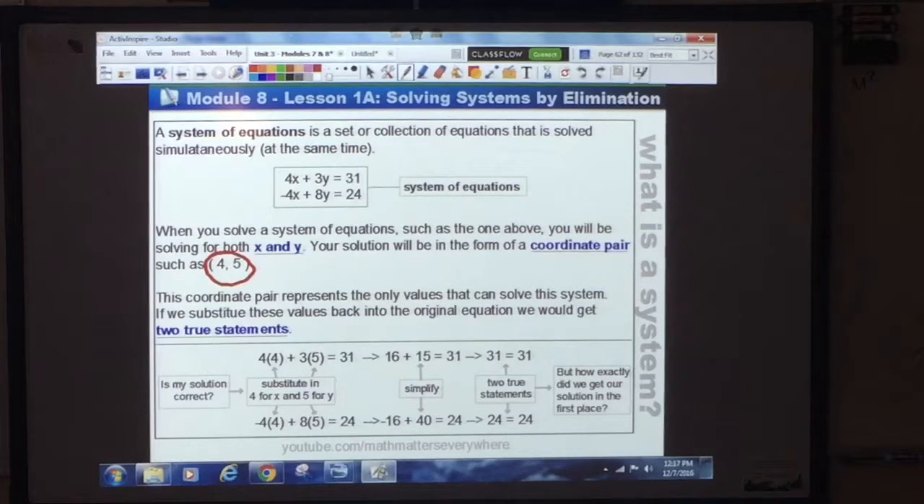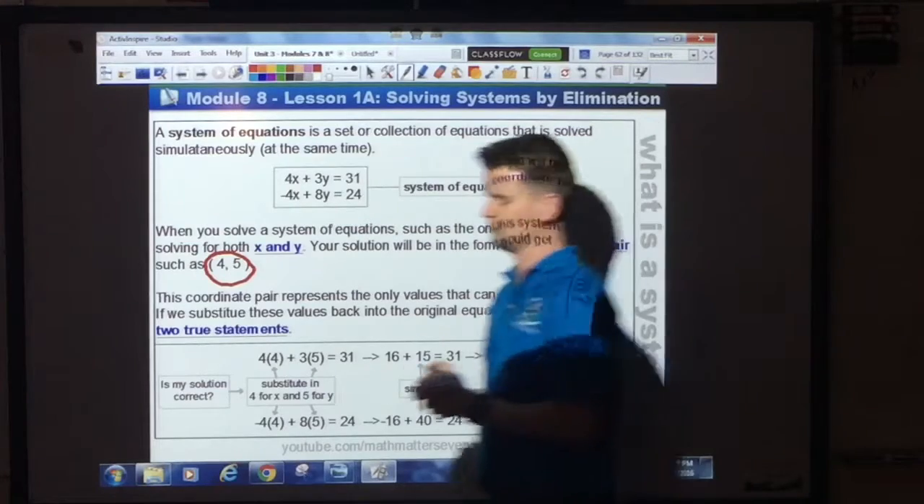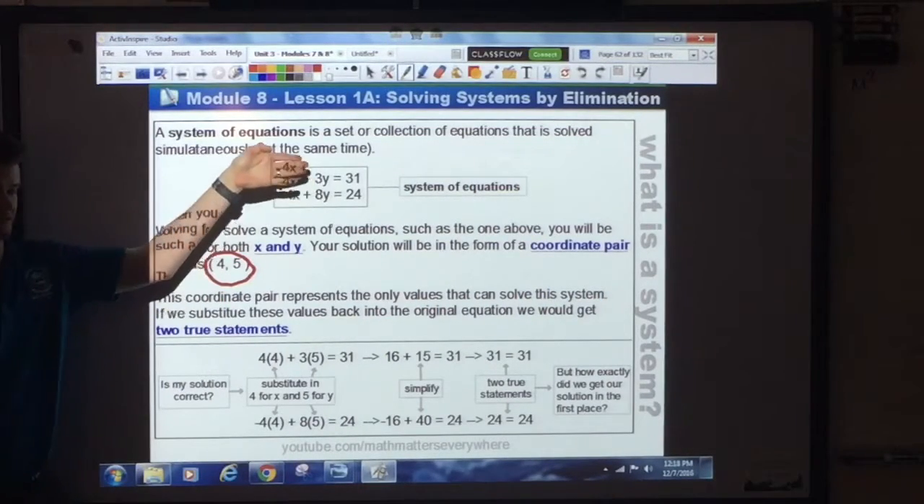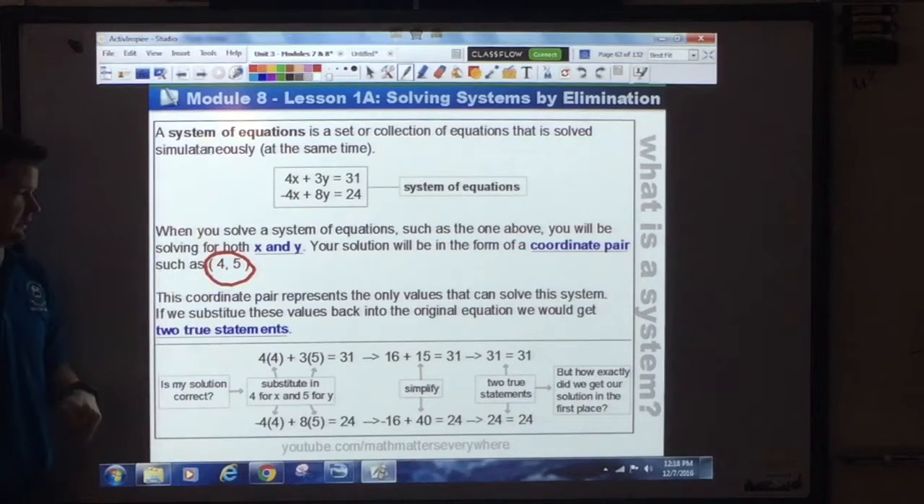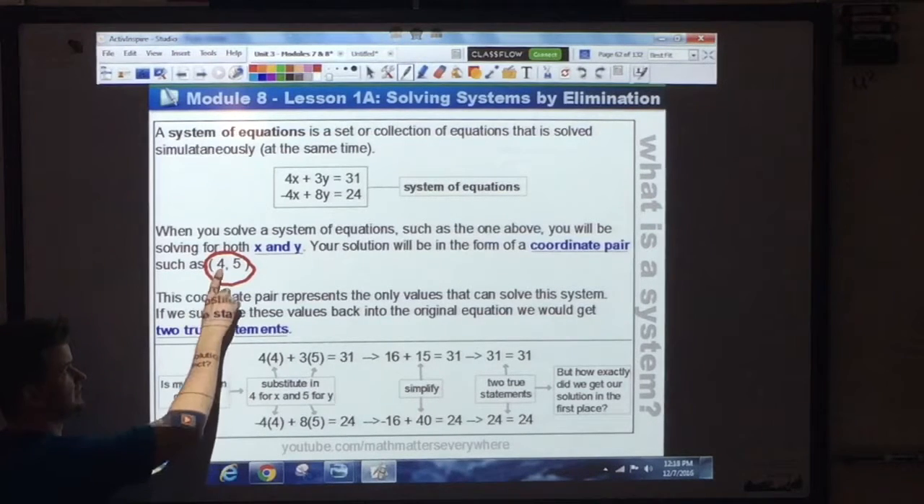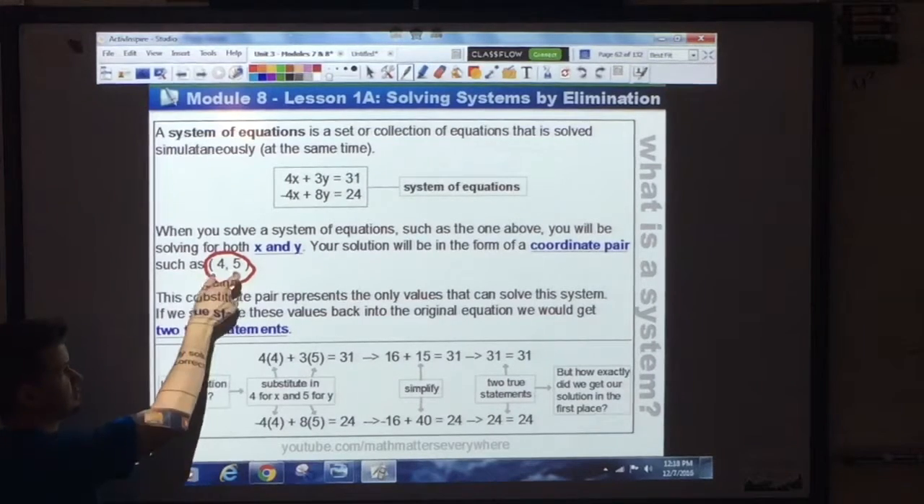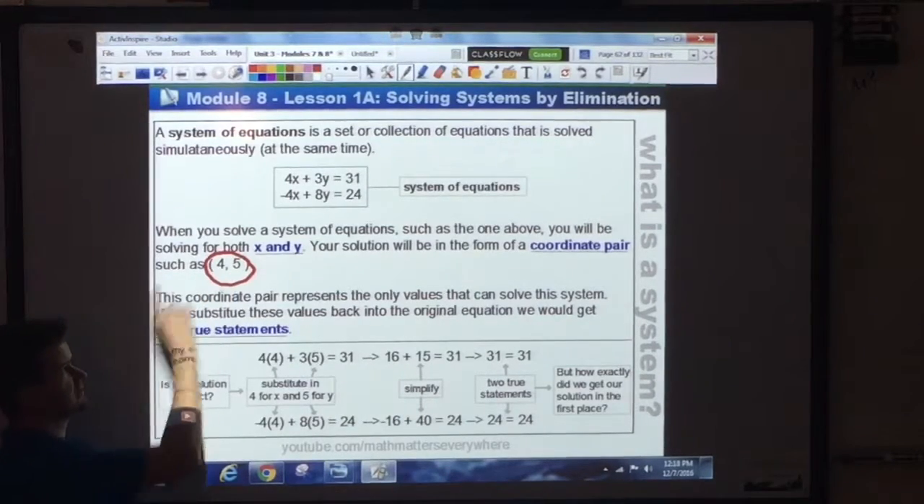But what does that mean? That means, and we will solve these in a couple minutes, that if we were to solve this system using the methods that I'm going to show you a little later on, we would get this coordinate pair. How do I check to see if this coordinate pair is actually the real solution? I substitute 4 and 5 back into both equations. What does 4 correspond to, an x value or a y value? X value. What does 5 correspond to? Y value. So we would take this coordinate pair and substitute it into both equations.